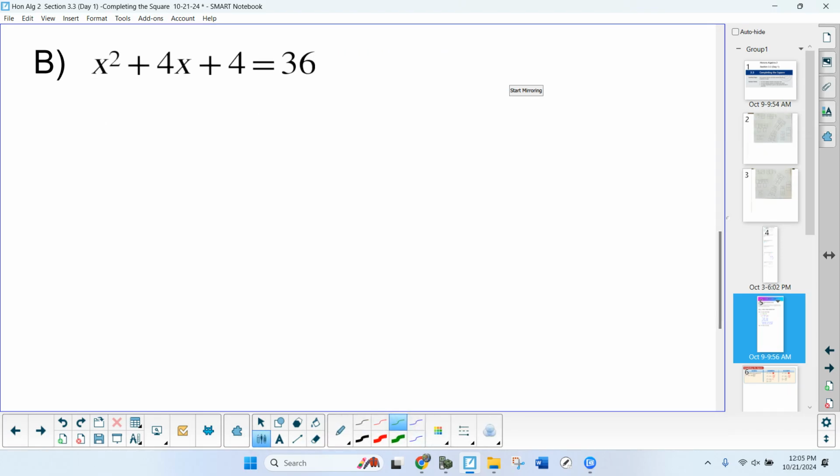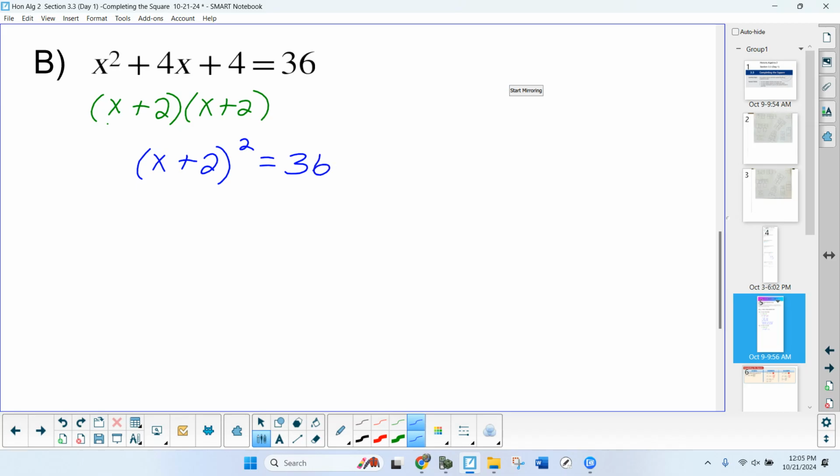Kaden, what question did you ask yourself on this one? What multiplies to 4 and adds to 4? And what is it? 2. So x plus 2 and... x plus 2. A lot of you will skip that and just come down and say what? x plus 2, squared. Okay, what did you do next?